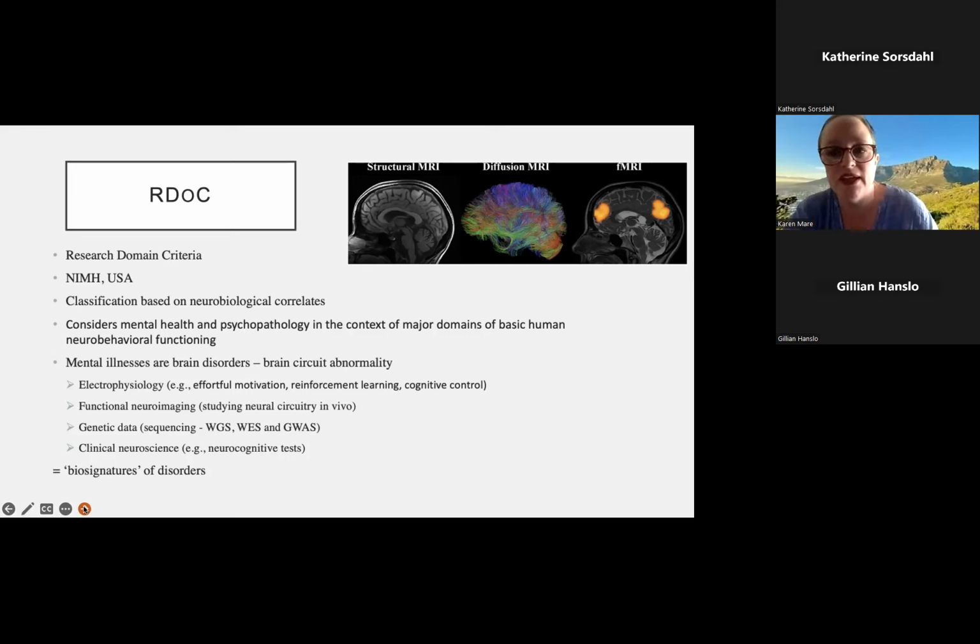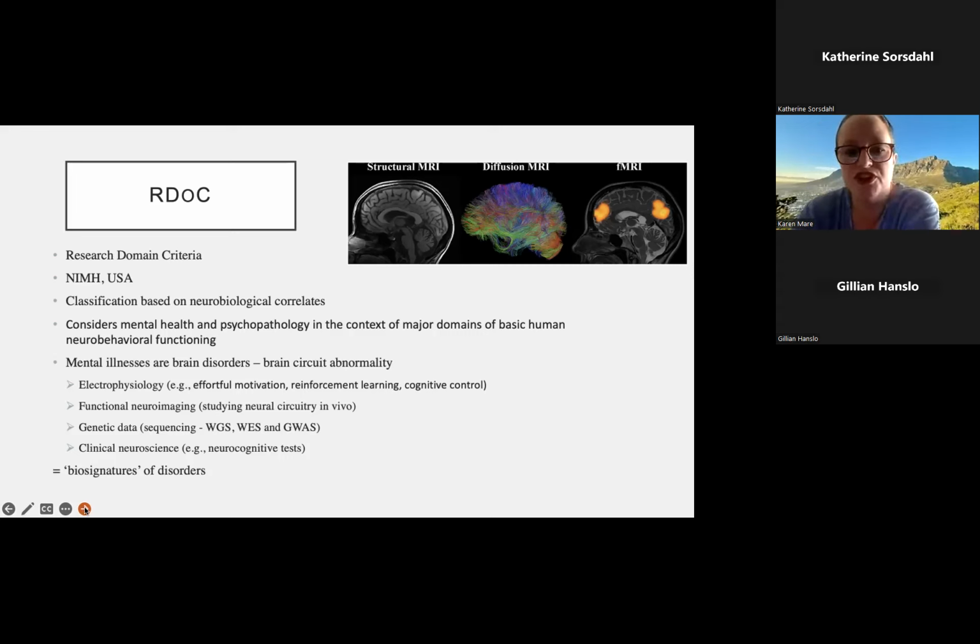And we are making progress because of the fact that we can now rapidly sequence genes. We can do whole genome or whole exome sequencing, which means we can do genome-wide association studies and see which genes are more frequent in groups of people that have clinically been deemed to have a certain diagnosis, or not just a diagnosis, let's say, a specific symptom like anxiety. And then, of course, clinical neuroscience is also important, looking at things like attention and executive functioning. So really, we're trying to create biosignatures of disorders.